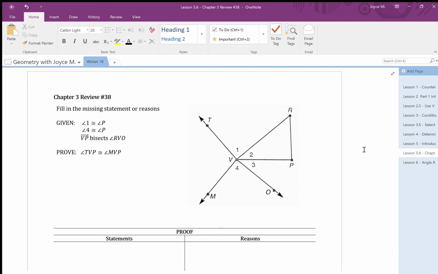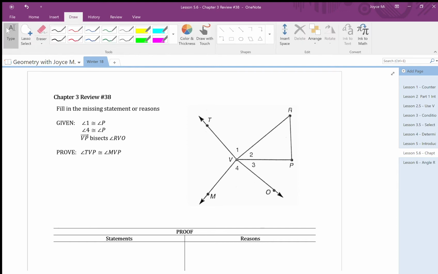So here we go. We're given that angle 1 is congruent to angle P. We're also given angle 4 is congruent to angle P. We have VP bisecting angle RVO, and we need to show angle TVP is congruent to MVP. So there's just a bunch of given things here.